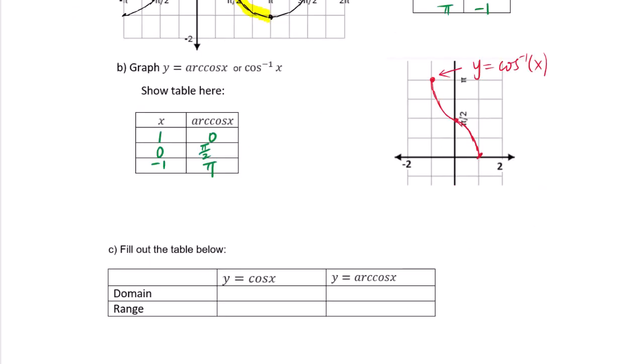Now let's fill out this table. Domain for cosine x is from -infinity to infinity, all real numbers. Range is between -1 and 1. For the inverse cosine function, the domain is between -1 and 1. Range is between 0 and pi.